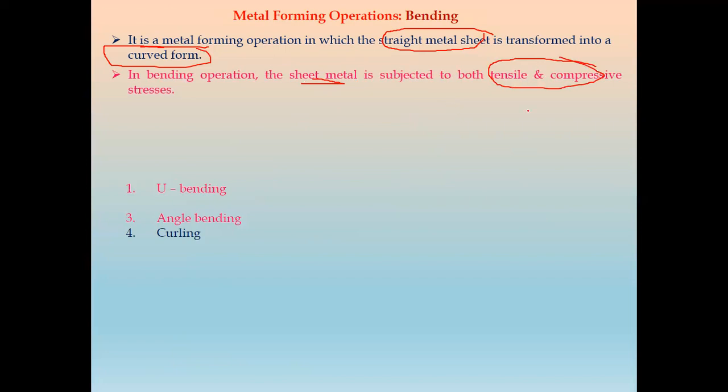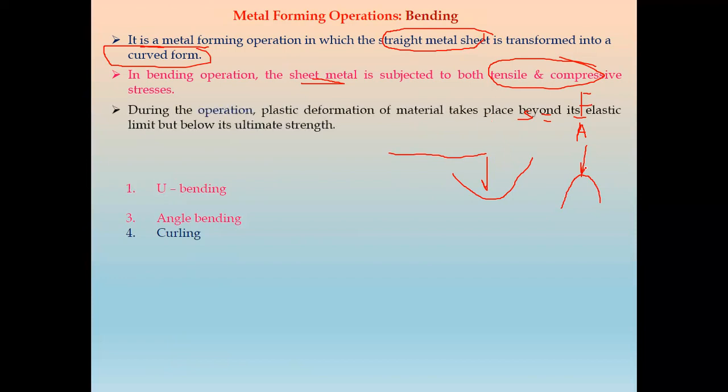Now, stress is nothing but the force per unit area. If there is a tensile force, then we have a tensile stress. If the force is compression, then there will be a compressive stress. So in a bending operation, either compression will be done, or sometimes tension will be done. So they are subjected to both tensile as well as compressive stresses.